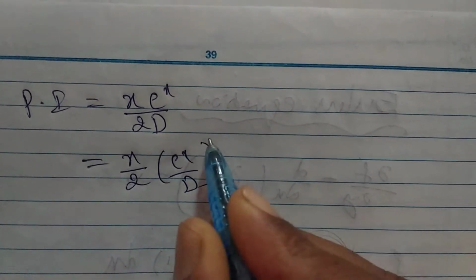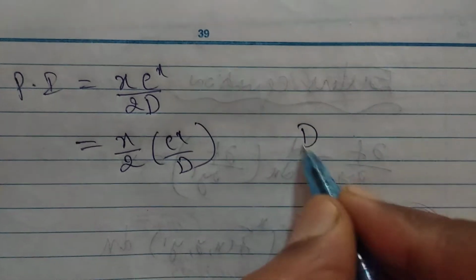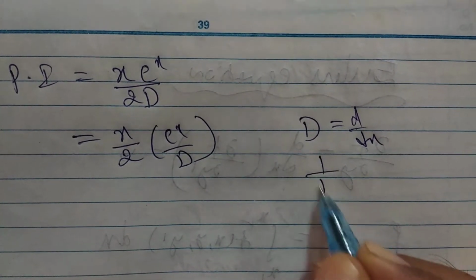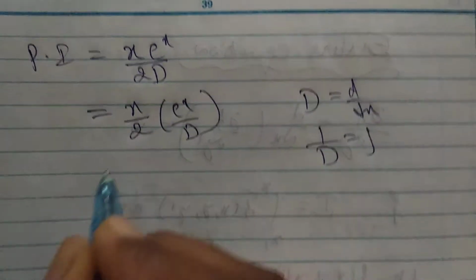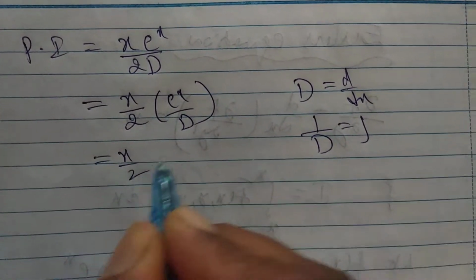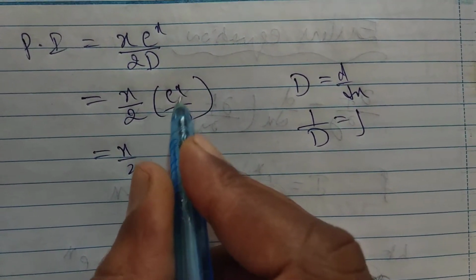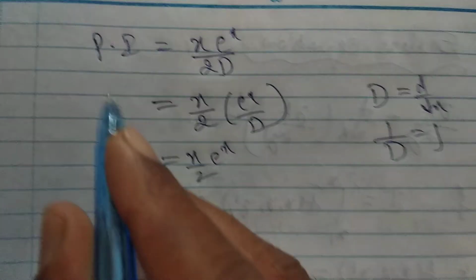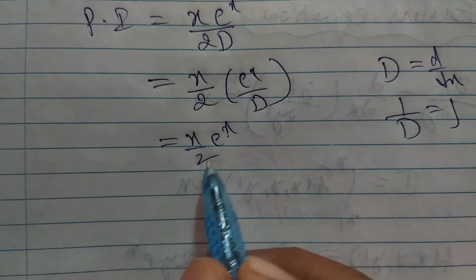What is the meaning of e power of x by d? D means differentiation. So 1 by d means integration. So here x by 2, what is the integration of e power of x? It is e power of x only. So therefore particular integral is x into e power of x by 2.